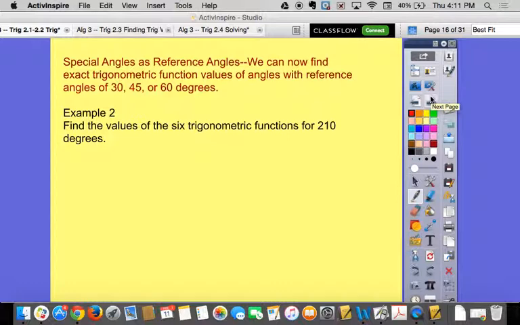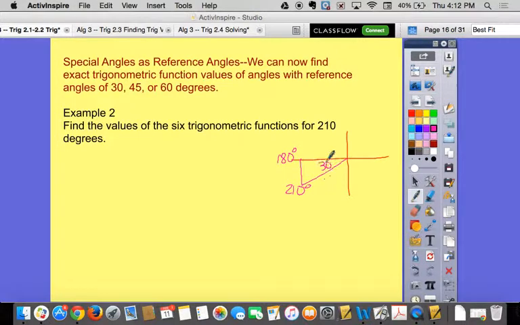So it says find all the 6 trig values for 210. The first thing you got to do is draw it. Remember what I've told you before? Your work is your picture. So 210 falls in the 3rd quadrant. You might want to label it so it's a little easier to see. You know 180's up here, 210's down here.